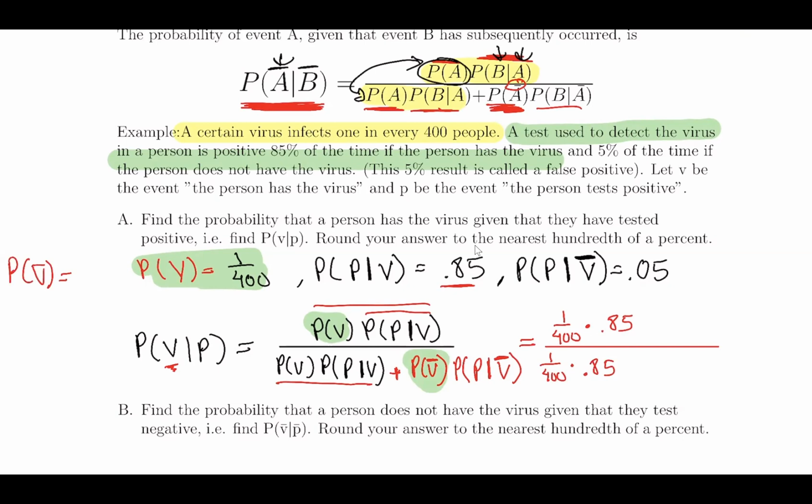Well, if you think about it, V bar is the probability that they don't have the virus. So if I know 1 out of 400 people have the virus, how many people don't have the virus out of those 400 people? Well, if 1 out of 400 have the virus, then that means 399 out of the 400 don't have the virus. So I will put 399.